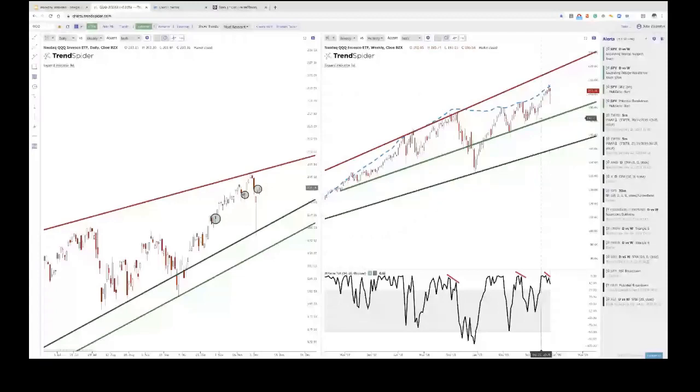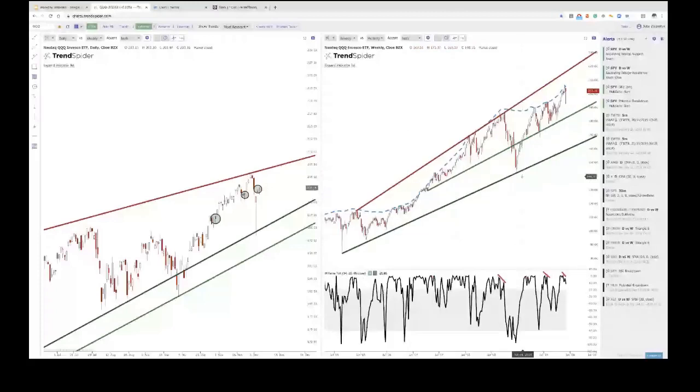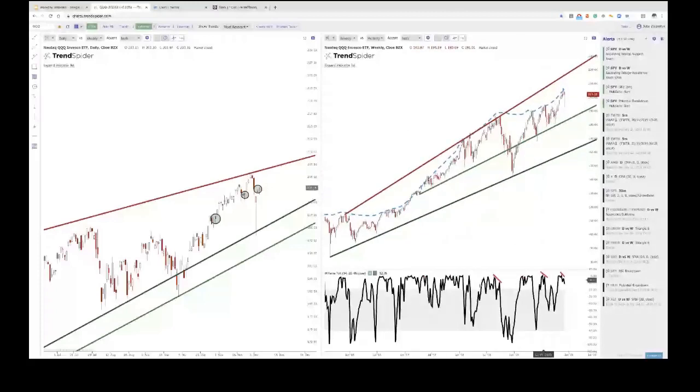But just keep in mind this divergence. It really doesn't matter if the market's going up or down. There's always going to be a trade. But it is something to keep in mind that the last couple times this has formed, there has been a little bit of a pullback.